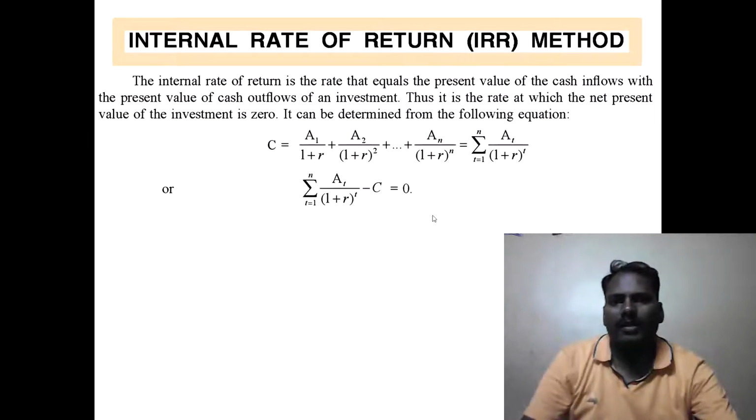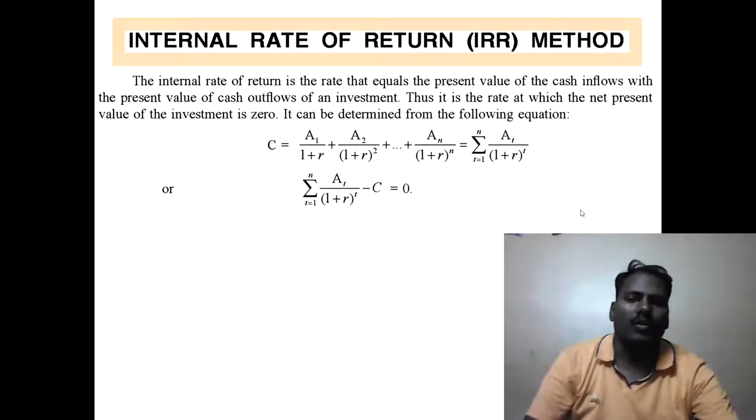Internal rate of return method. The internal rate of return is the rate that equates the present value of the cash inflows with the present value of the cash outflows of an investment. Thus, it is the rate at which the net present value of the investment is zero. It can be determined from the following equation.